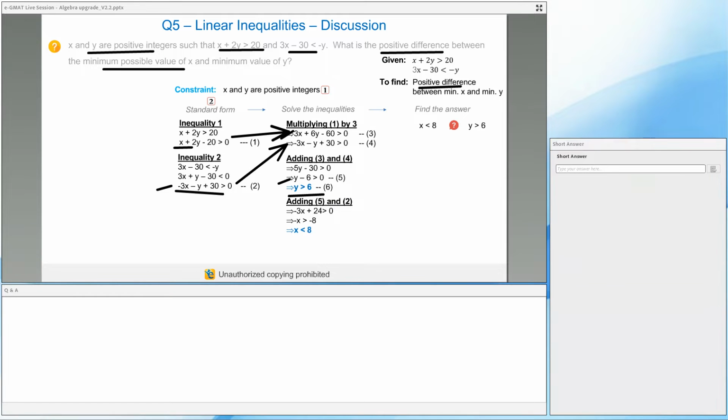Let me ask you a question. What is the minimum possible value of x? X is less than 8, and I need the minimum possible value of x. What will that be? 1. That's great. Those of you who are saying minus infinity, you still missed the constraint that they are positive integers. Please keep this in mind. You need to answer the query using the constraint.